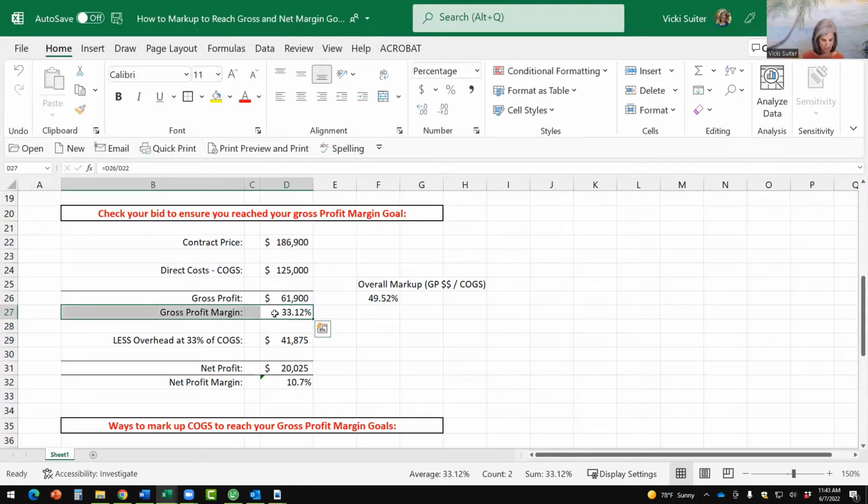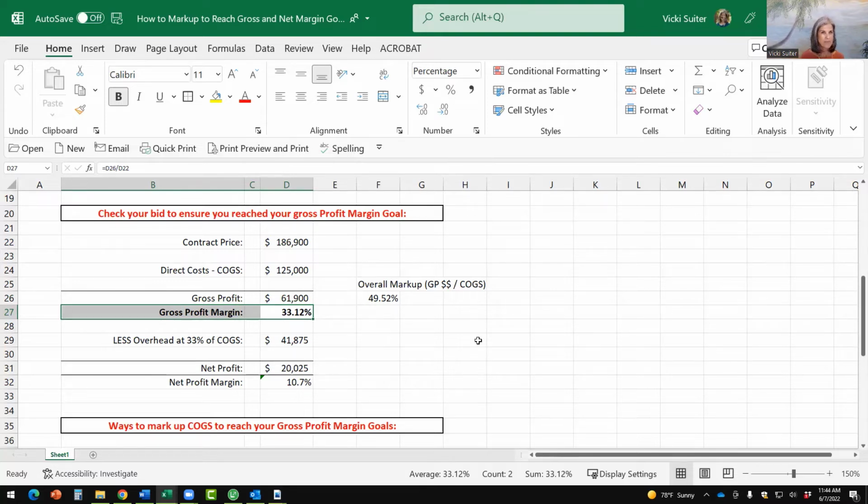So that's what gives me my gross profit margin. So remember when I started, I said contractors live and die by gross profit margin. So one of the things that you'll want to do is make sure that before your bid goes out, you check, hey, am I bidding at the level of the gross profit margin target I've set for my business?